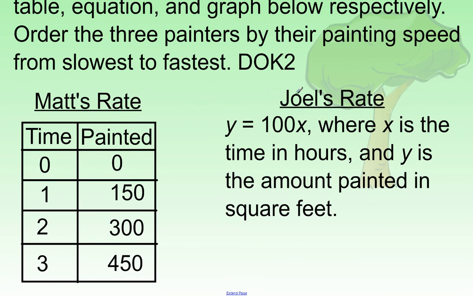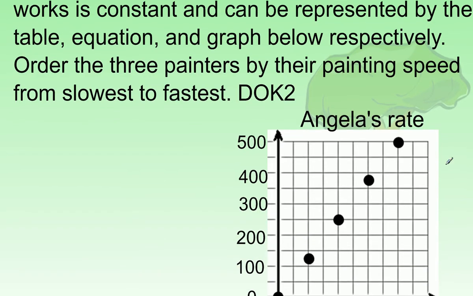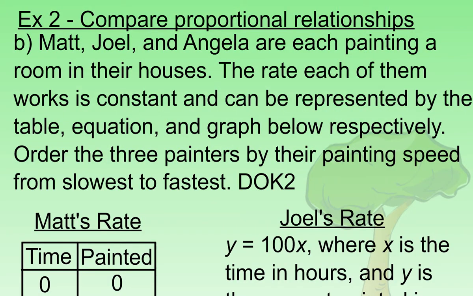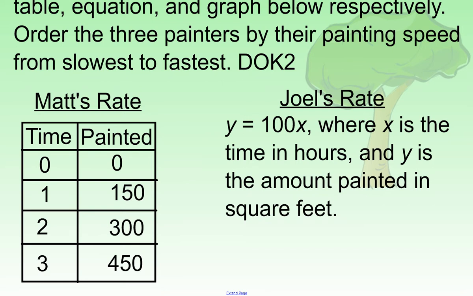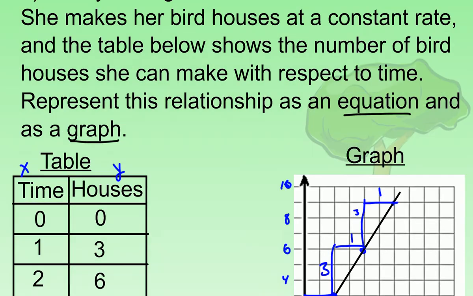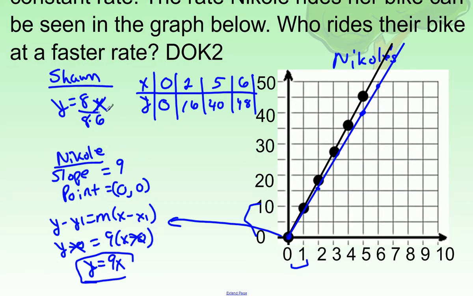I have Matt's and Joel's, and Angela's is on this page. So I'm going to go through each of them, and I'm going to write them all in the same form. I think probably the easiest way to compare them is by the equation, because the equation gives you a definite answer on who's faster and who's slower. If you look at this, Sean was 8x, Nicole was y equals 9x. 9 is bigger than 8, so Nicole's rate was faster than Sean's.